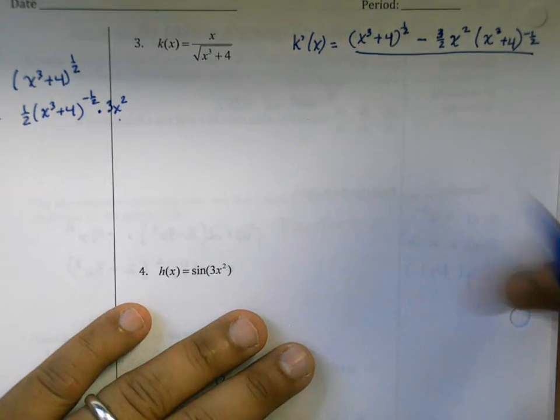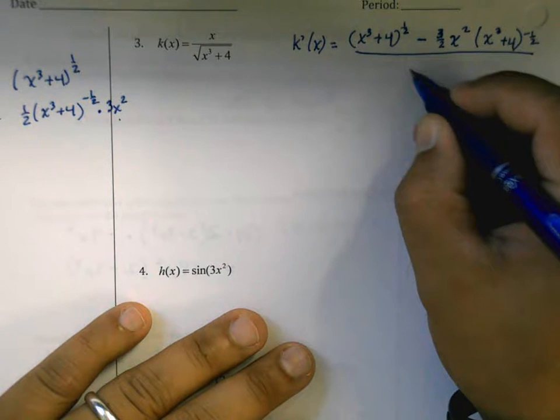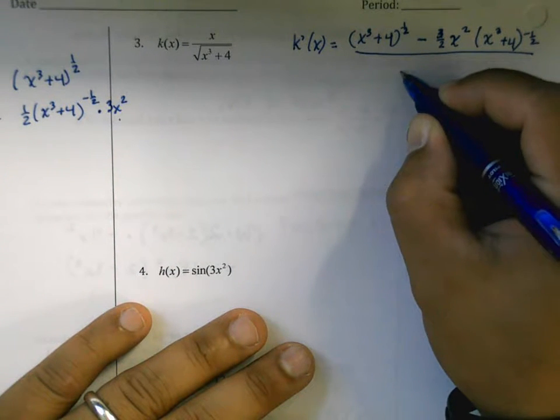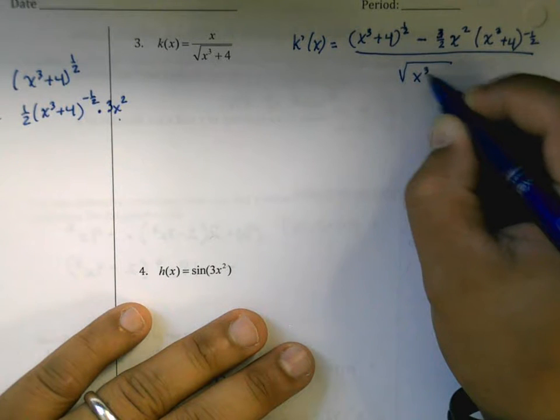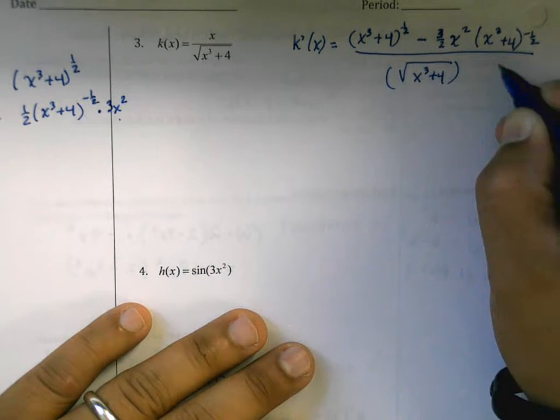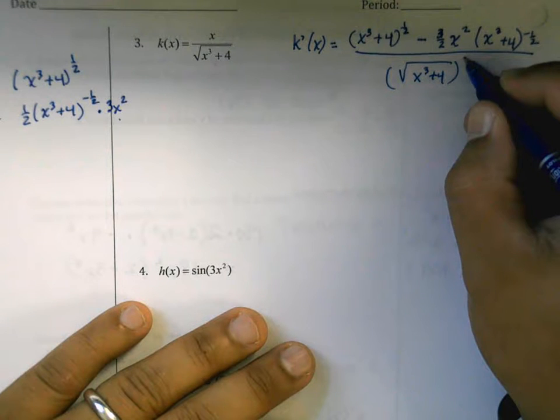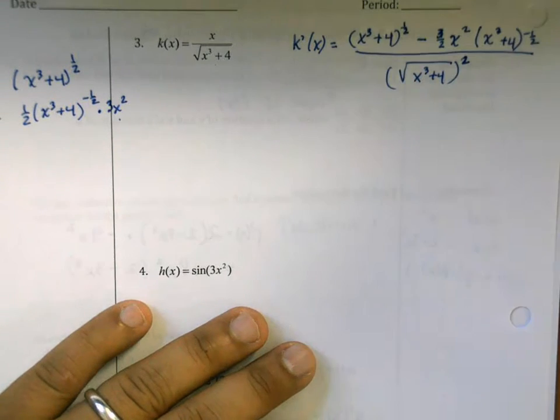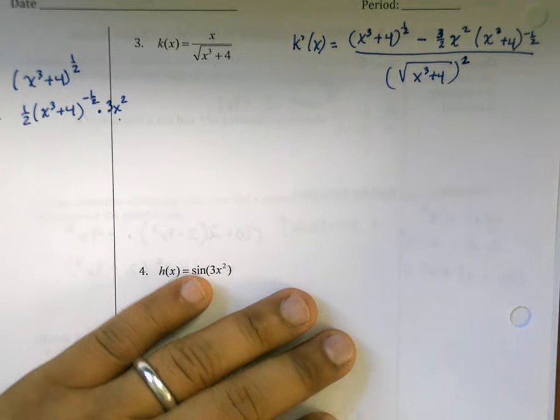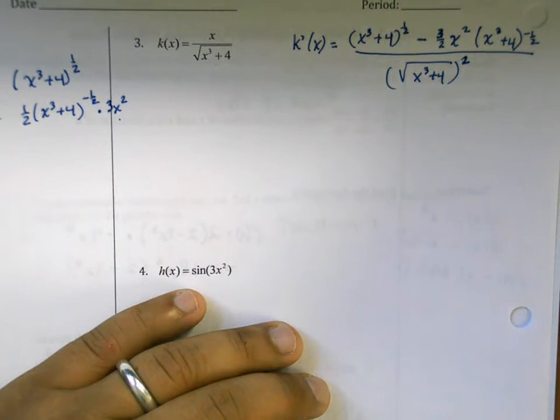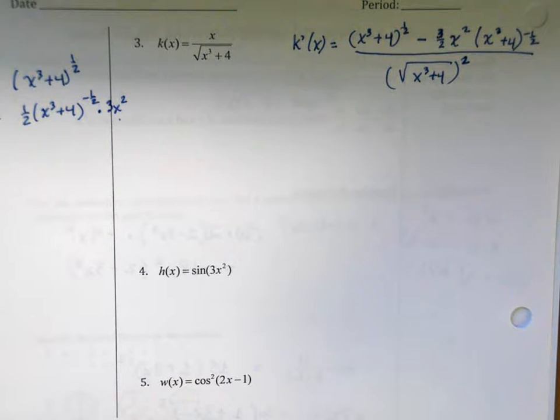And then all of this is being divided by the denominator squared. So this is the square root of x cubed plus 4, squared. Okay, so there it is. That's the derivative. But we cannot stop there. We cannot stop there if we want to use this function meaningfully in some sort of efficient way, and we cannot stop there if you're taking the exam either. Okay? So there is a ton of simplifying that needs to happen from this point on.